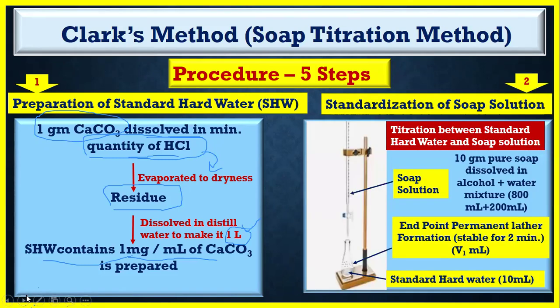Standardization of soap solution includes the titration between standard hard water and the soap solution. Standardization means we have to know that each ml of soap solution is equivalent to how much calcium carbonate, because we know that the hardness is expressed in terms of calcium carbonate equivalent. So standardization gives us the amount of calcium carbonate equivalent per ml of the soap solution.